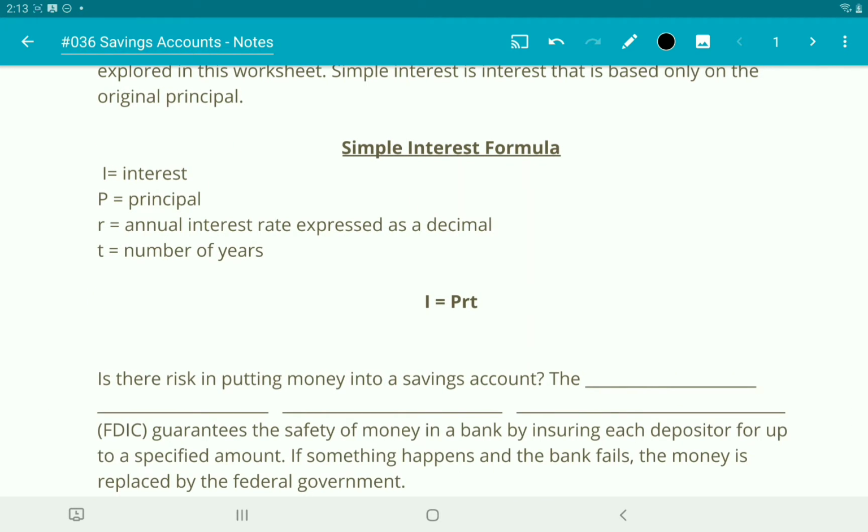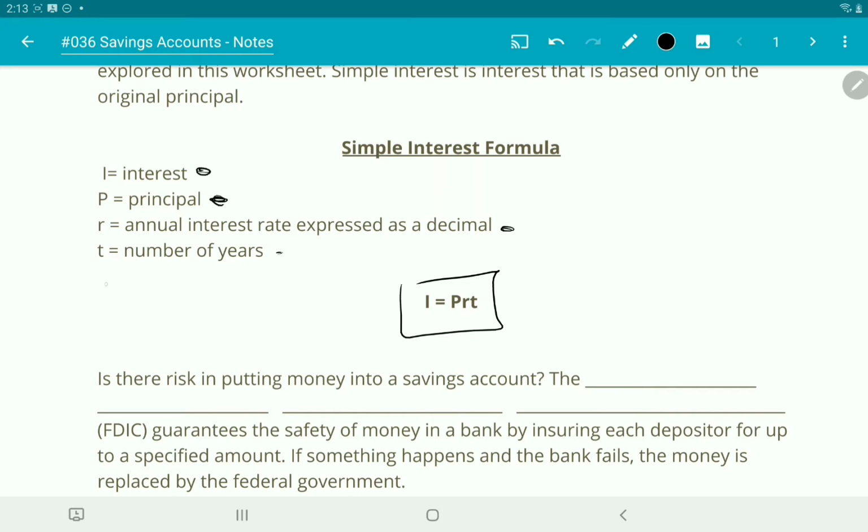So I have a formula written down here. This is the simple interest formula. It's I equals PRT. I is the interest. P is the principal or the balance. R is the annual interest rate, and it's represented as a decimal. You always have to have it as a decimal, not a percentage, when you're doing these calculations. And then T is the number of years.